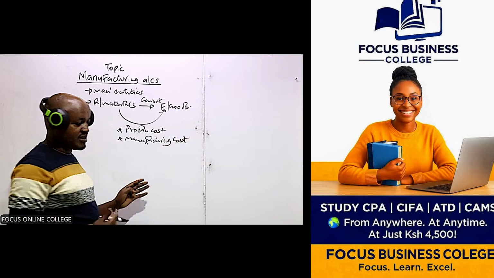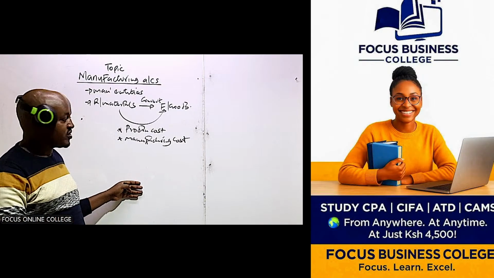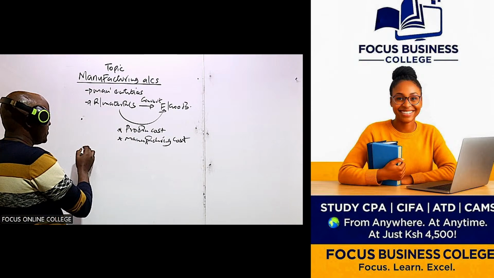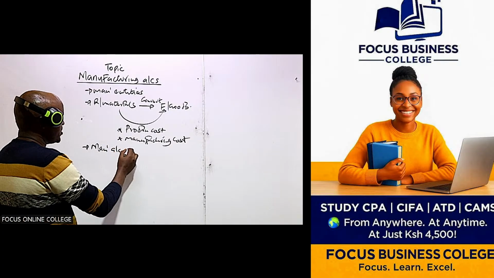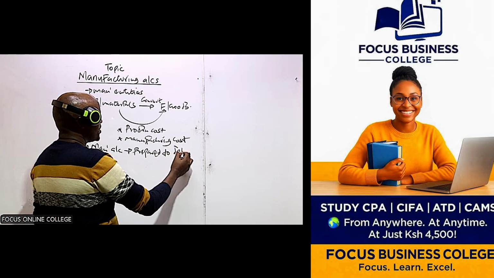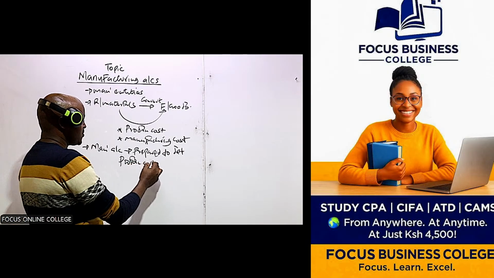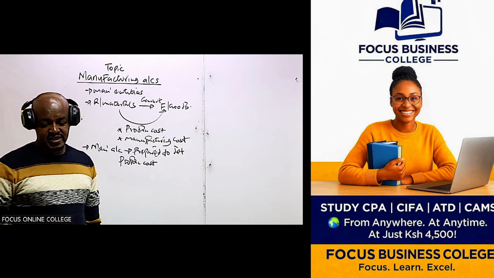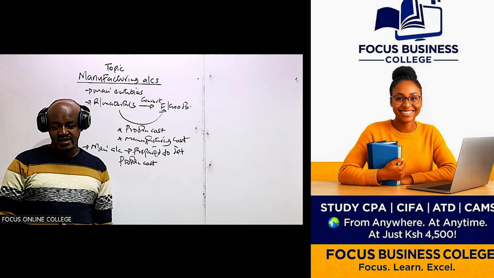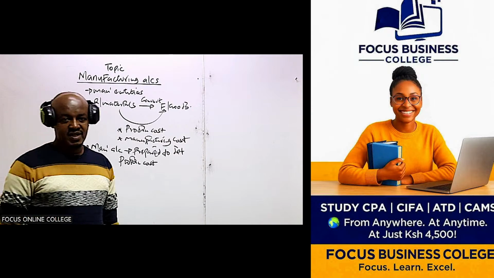And actually, in this case, we are saying for a manufacturing entity to be able to determine the production cost which was incurred in a certain financial year, an account called a manufacturing account has to be prepared. So therefore, a manufacturing account is prepared to determine the production cost, or the manufacturing cost, which was incurred in a certain financial year, or in a certain period.